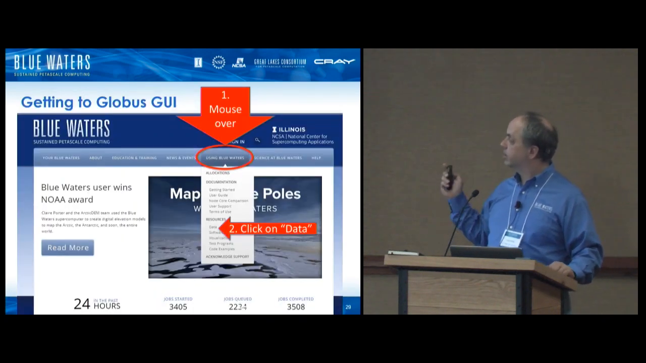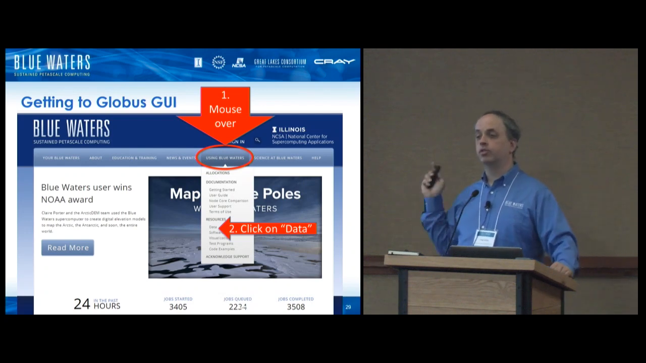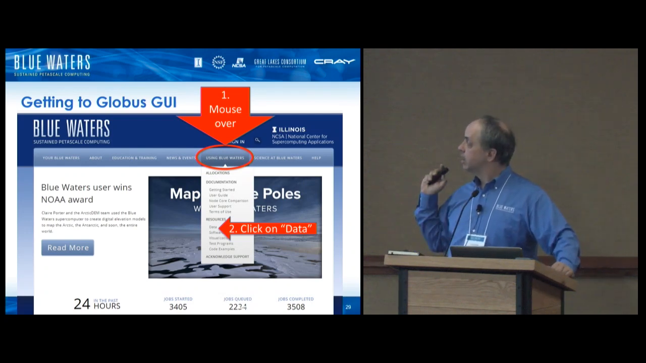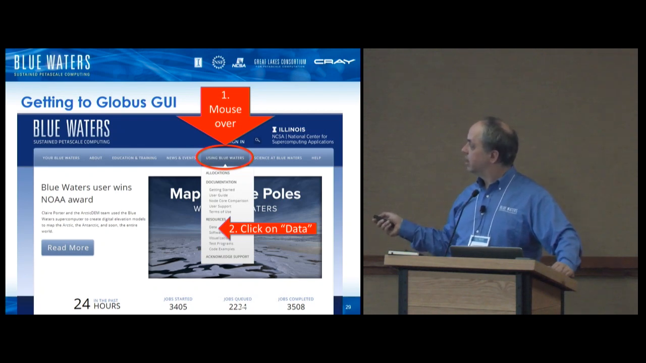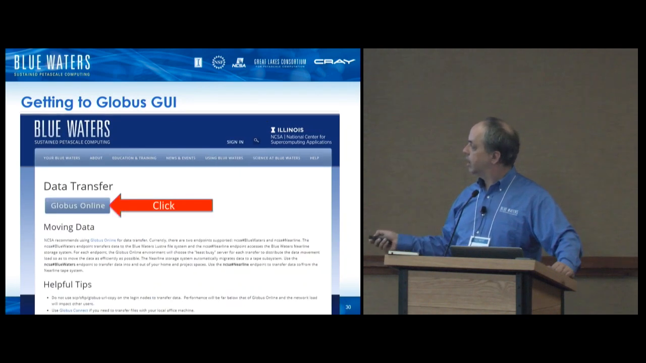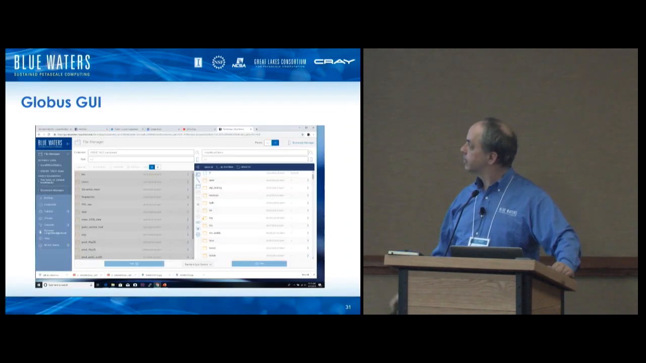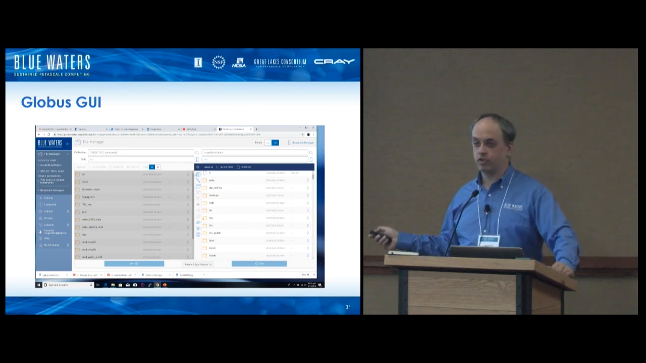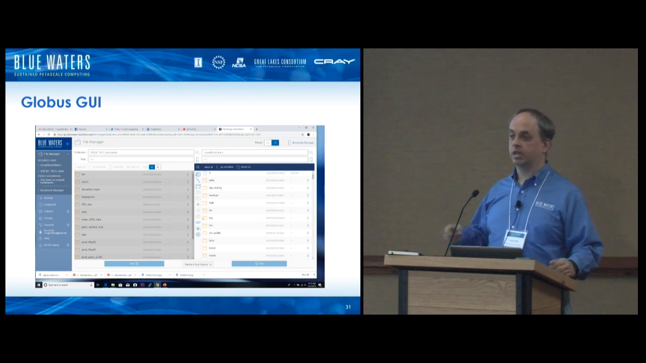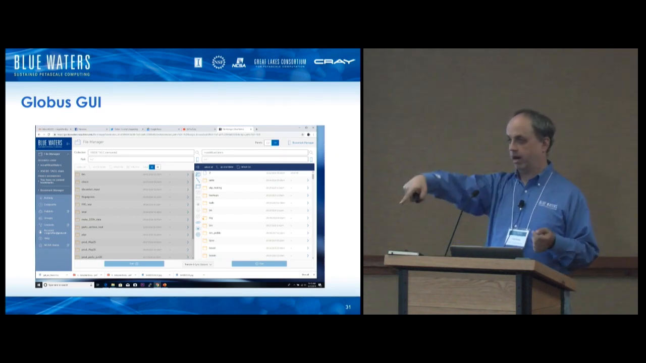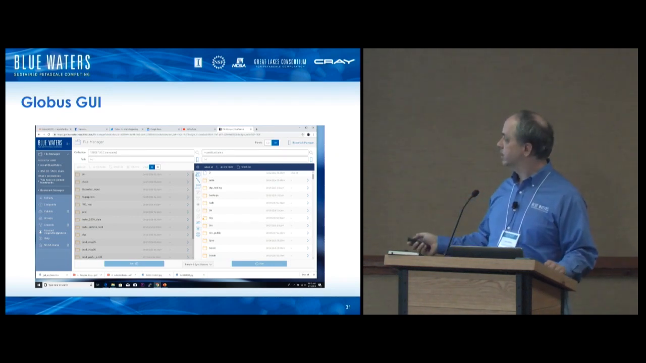It talks about how you can control Globus in a couple of different ways. The Globus GUI, the graphical user interface: mouse over Using Blue Waters, go down to Data, and then click on the Globus Online button. This is a recent screenshot; they have changed the way it looks, but here it is. You basically use it like a drag and drop folder, and you say, all right, now transfer these files. It's pretty easy to use.